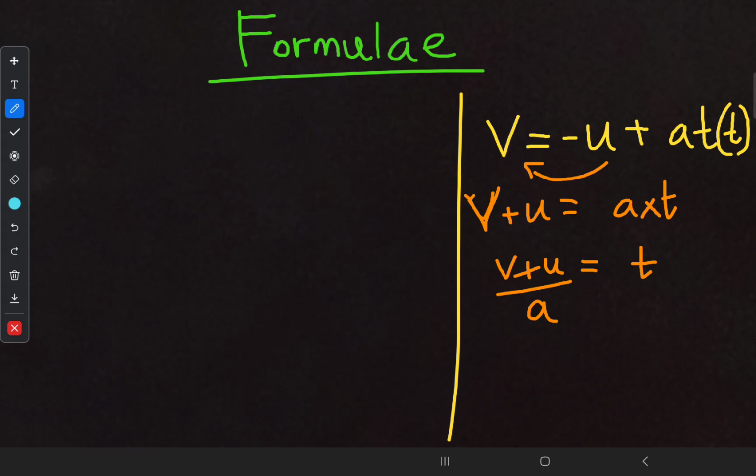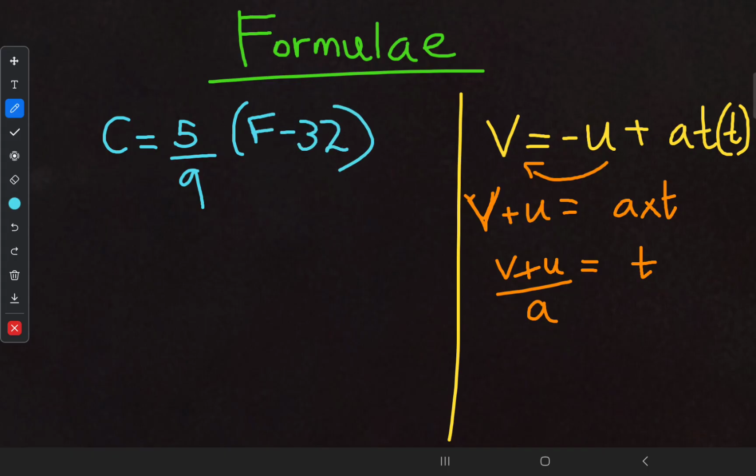For our next example, I'll take C equals 5 upon 9 times F minus 32. This is the conversion of Celsius to Fahrenheit. Here I'll ask you to subject F.